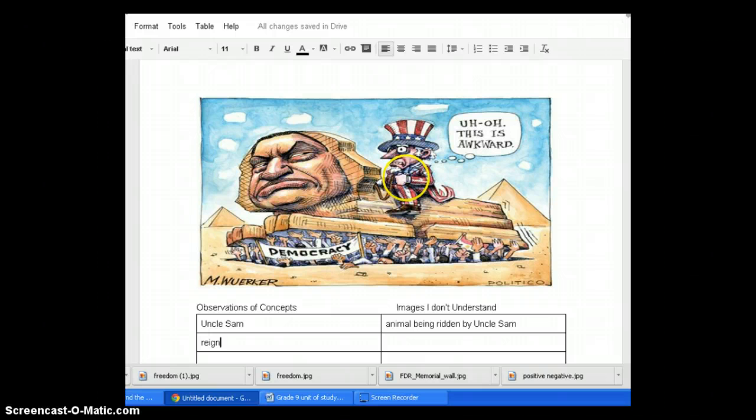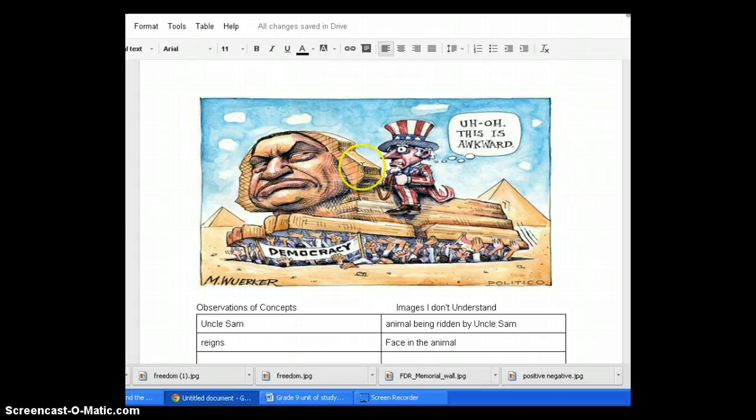And we can see that Uncle Sam definitely is attached to the figure that he's riding. He certainly has hold of the reins. So that concept we understand. I understand what reins are. But what I don't understand is the face that's in here. So the face in the animal. I don't understand why the face is there.